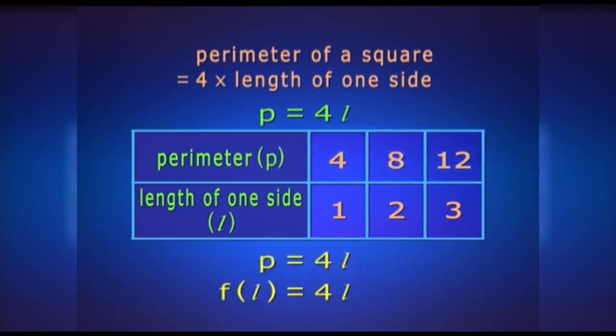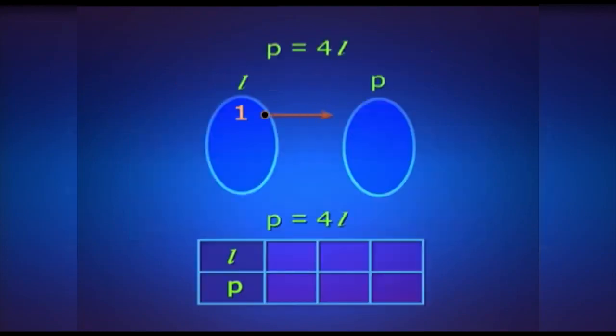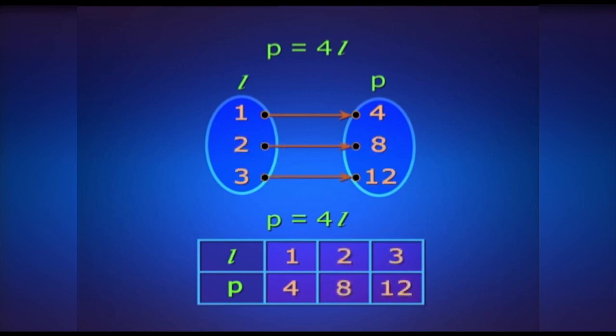If we use P equals 4 times L to indicate the perimeter of the square, then P is a function of L. The mapping is used to represent P equals 4L, that is, the relationship between P and L.